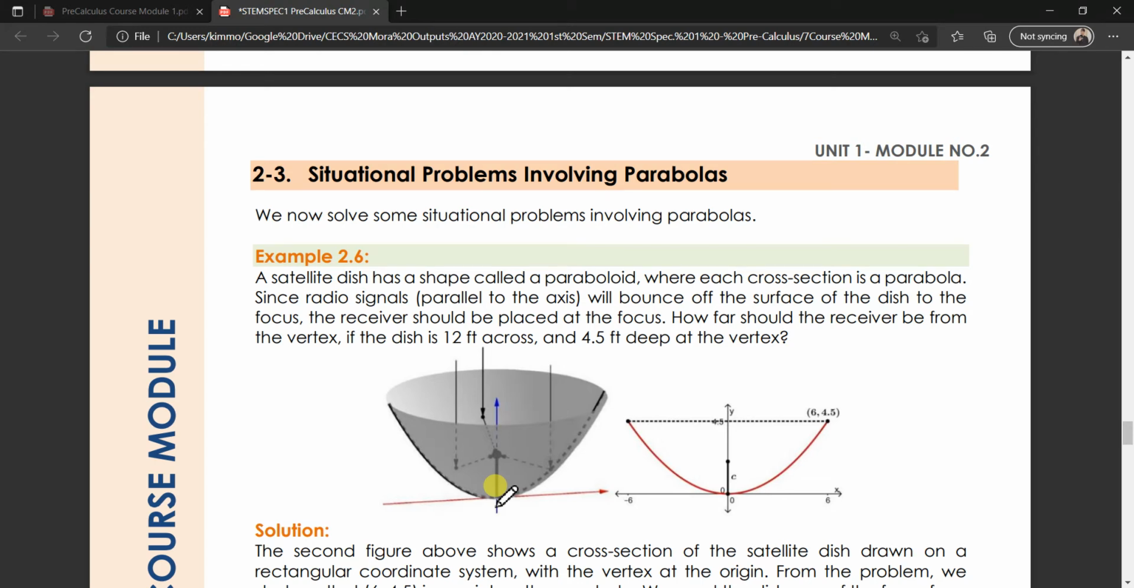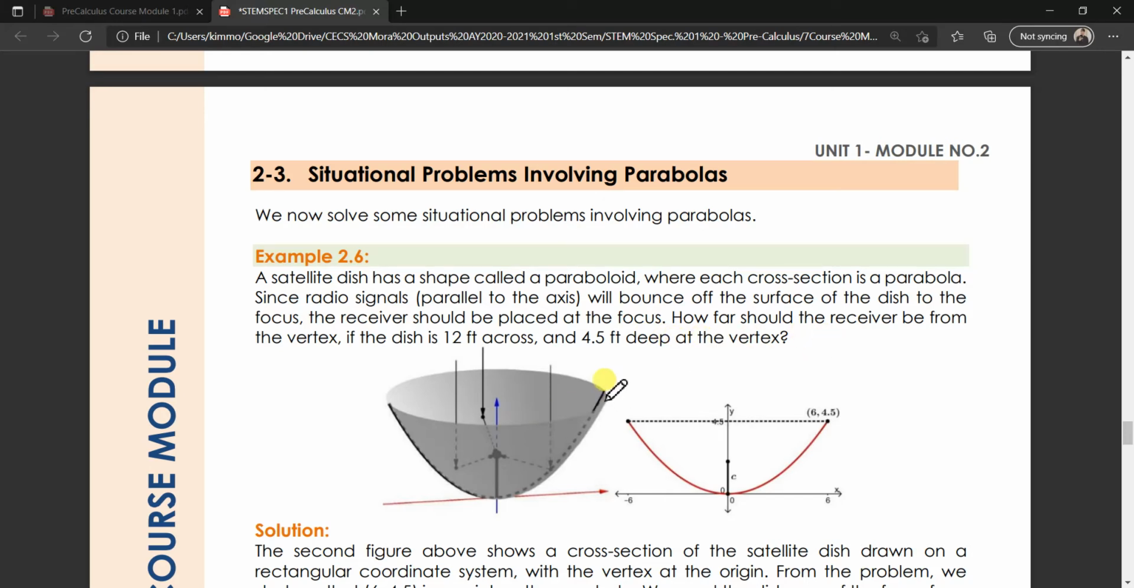So if the dish is 12 feet across, meaning the distance from one point sa atong paraboloid going to the other point, so the distance or the diameter is equal to 12 feet. And the depth or ang kalalumon sa ato ang paraboloid is equal to 4.5 feet deep at the vertex.